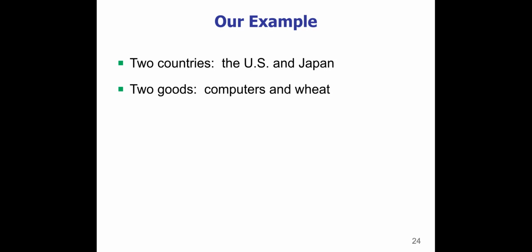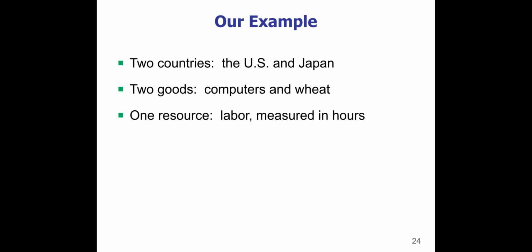So for our example, we're going to continue on with our wheat and computers example. And our next example is a potential trade partner. And I've picked the country of Japan. We're going to see how much wheat and computers Japan can make. And then we're later going to determine if the US and Japan should trade with one another.